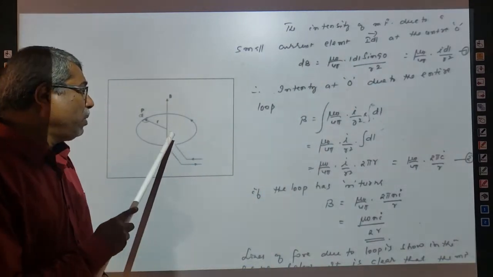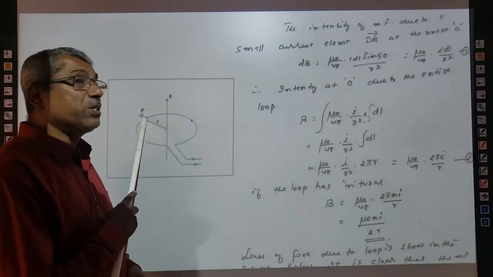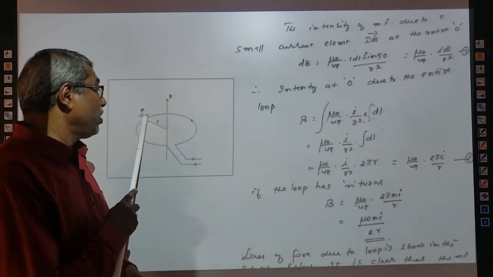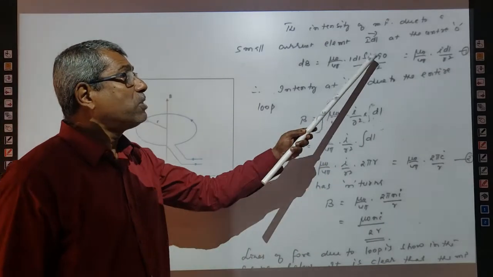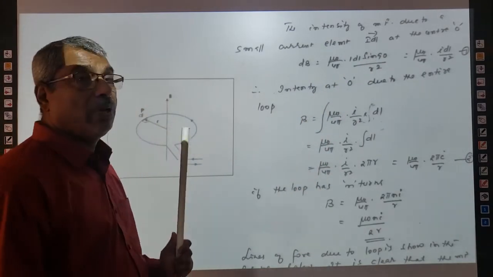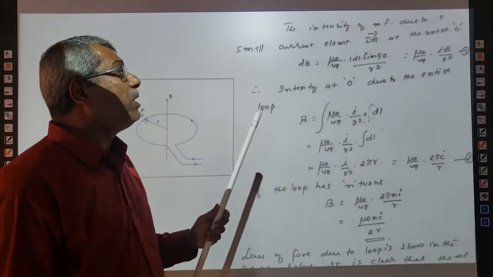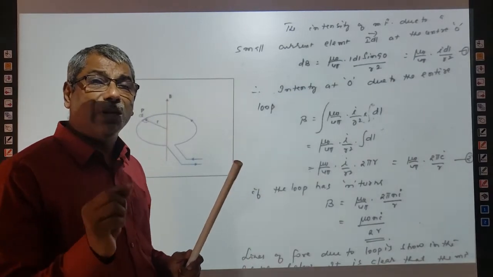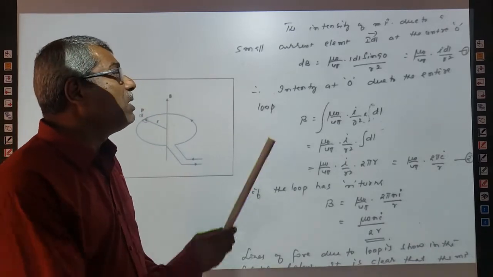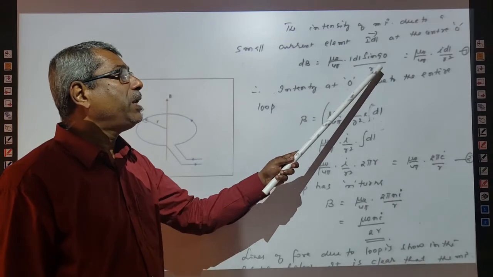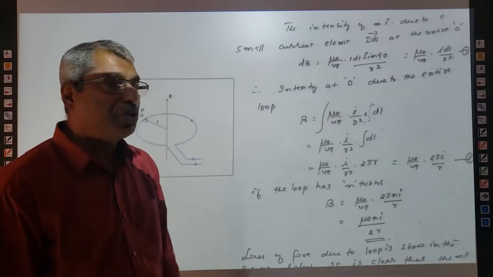Why sine 90? Because from the point where the intensity of magnetic field is to be found, a line is joined to the center of the small current element. This is the radius. Radius is always perpendicular to the circumference. Therefore, sine 90. So what is dB? dB is the small value of intensity of magnetic field due to a small current element at the center of the circular path. So dB is equal to mu0 by 4 pi into Idl sine 90 divided by r square, which is equal to mu0 by 4 pi into Idl divided by r square. Take this as equation number 1.